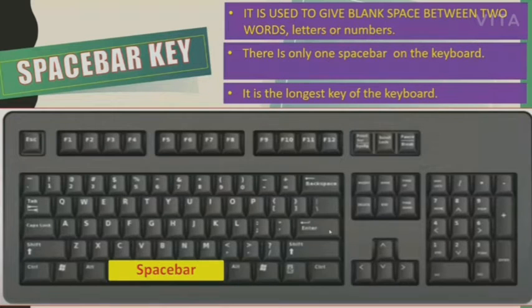Spacebar, as you can see on the screen, labeled with yellow. It is used to give blank space between two words, letters or numbers. There is only one spacebar on a keyboard. It is the longest key on the keyboard, as you can see.